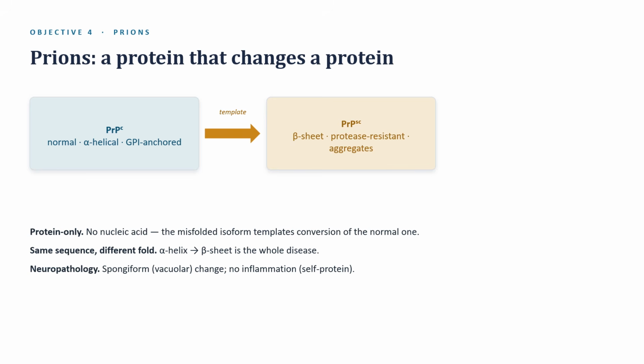The disease is nothing more than that shape change, and it's self-propagating. PrPSc acts as a template that forces normal PrPC to adopt the misfolded form. This is what is called the protein-only hypothesis. In the brain, it produces spongiform change, a vacuolated sponge-like appearance. And because PrP is a normal self-protein, there is no inflammatory response.